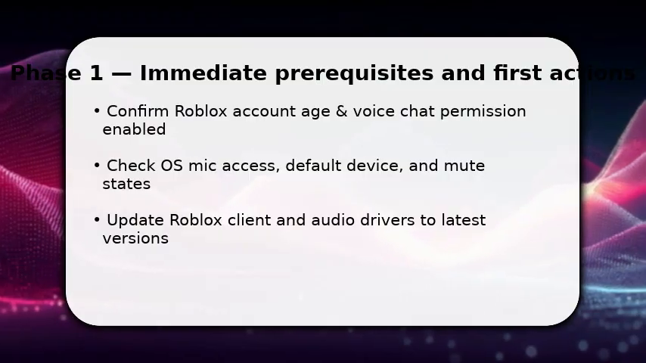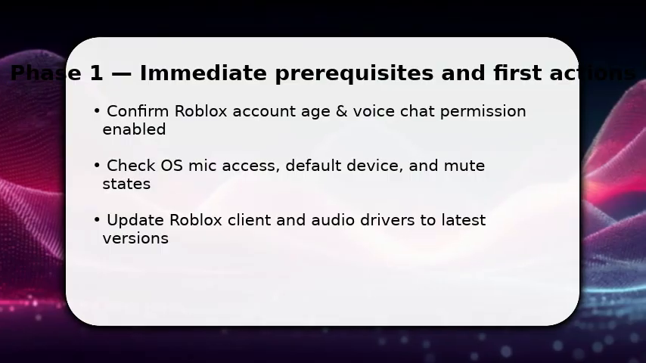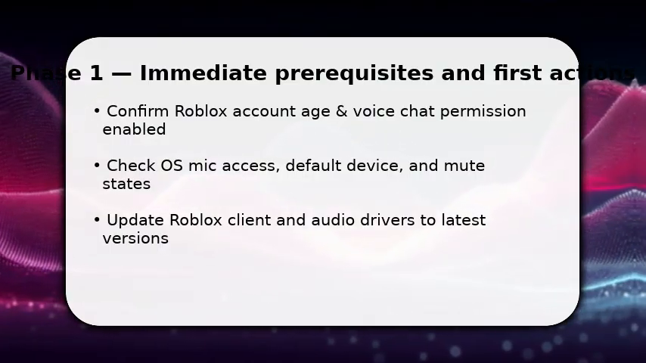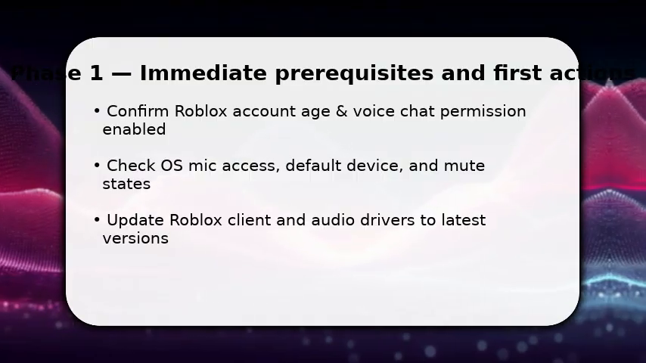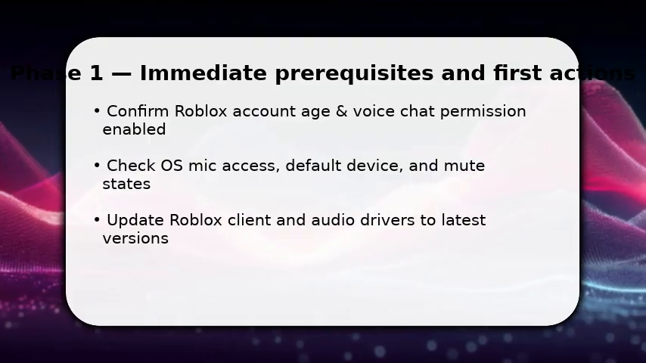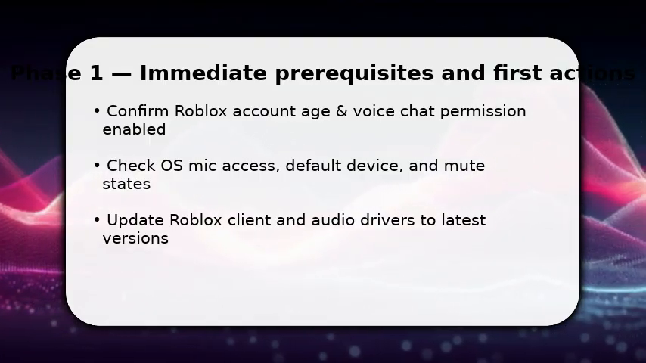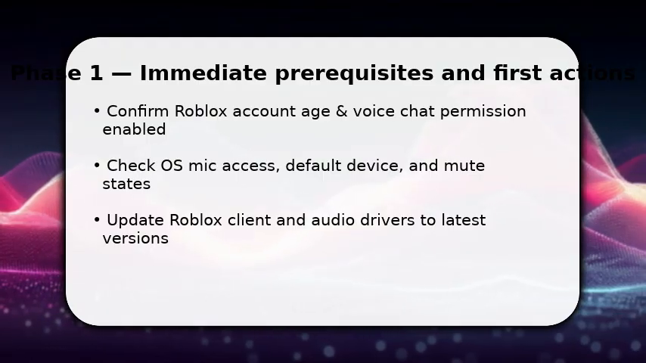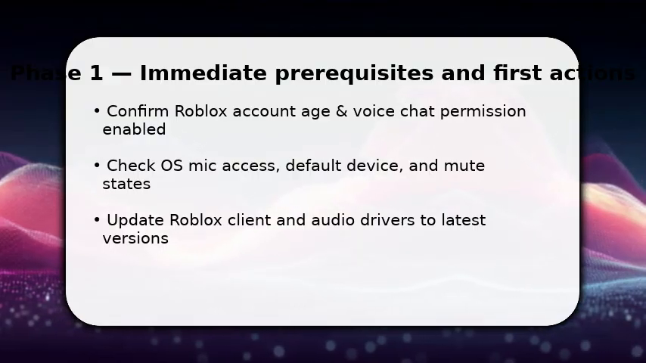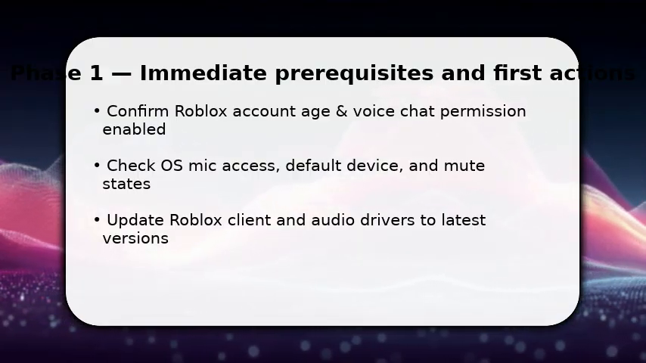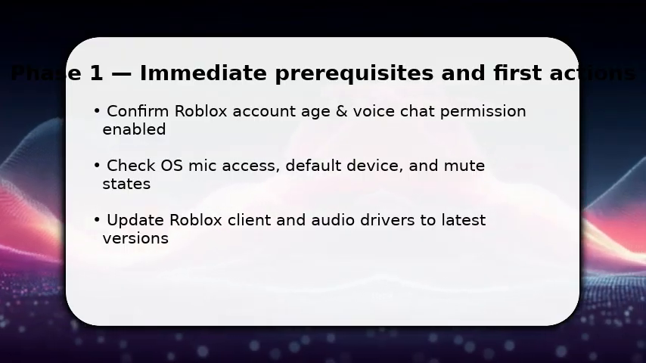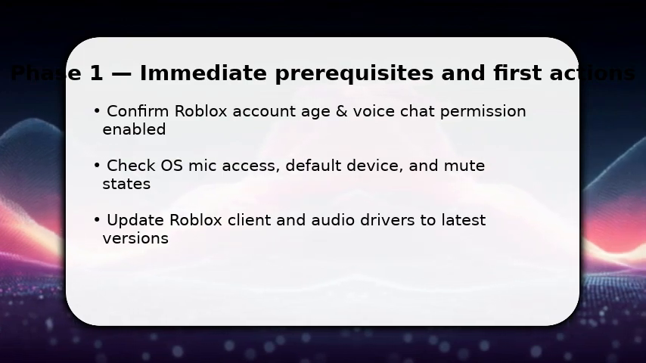You need to start with the essentials. Enable Roblox voice chat in your account and confirm your age meets the requirement. Next, open your system settings and grant mic access to the Roblox app, then set the correct default device, headset or built-in mic, so audio routes properly. Once done, unmute both the system and in-game mic controls. Also update the Roblox client and your audio drivers, because outdated software often blocks the voice pipeline and causes failure.